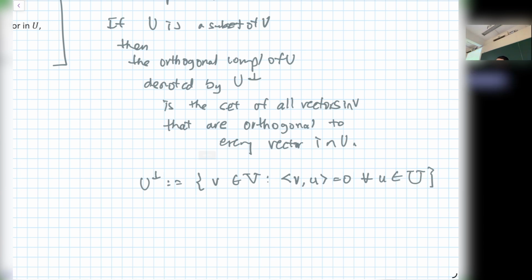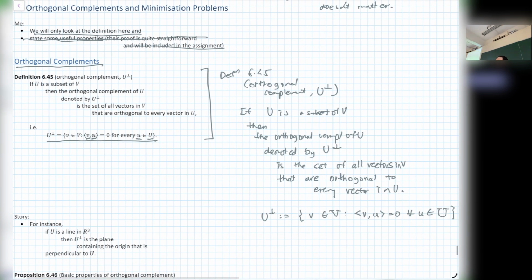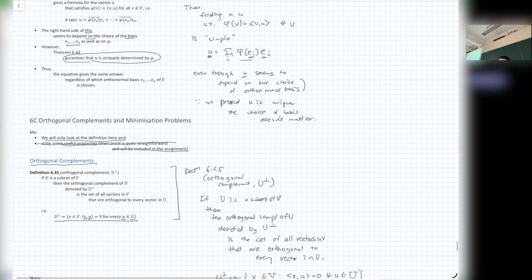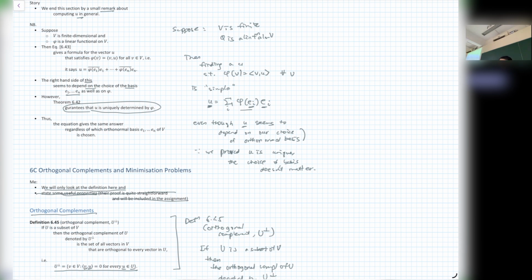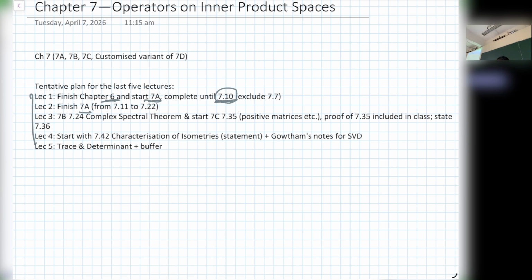So let's check. This is exactly what I wrote. It's v in the capital V vector space, such that the inner product with all vectors of capital U is zero. That's what we do. It's correct. Makes sense. Good. Fantastic. So now we can move on to chapter 7. We are done with this part.